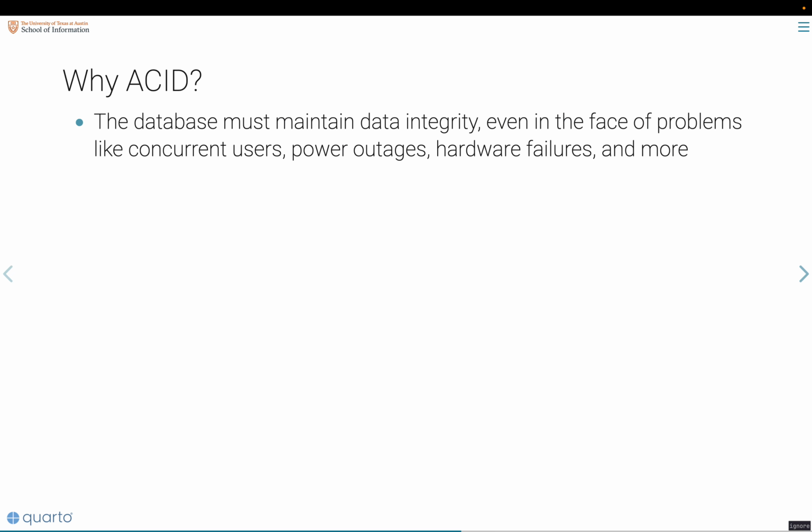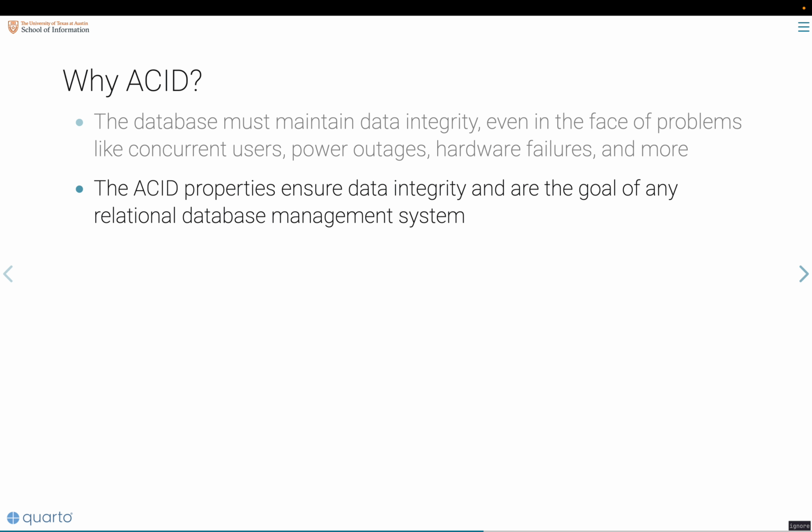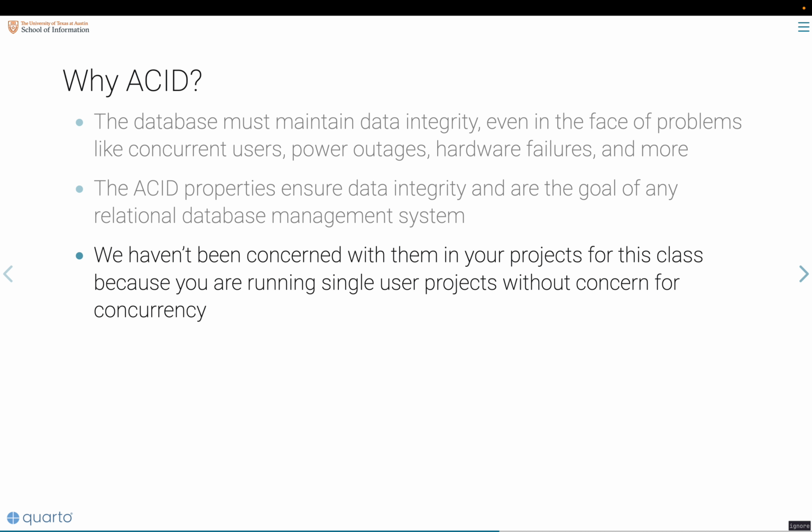Why do we care about ACID? Because the database has to maintain data integrity. We may have multiple users trying to do things at the same time. We may have power outages. We may have hardware failures and other things that interfere with database integrity. And the ACID properties ensure data integrity, and they are the goal of any relational database management system.